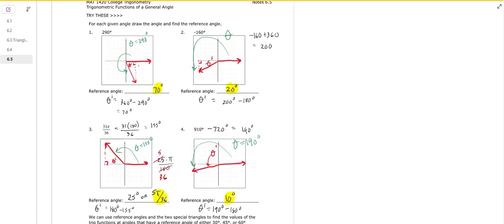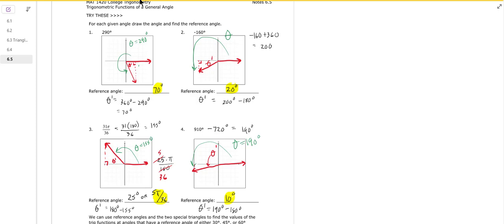Okay, so if you want to go ahead and check your answers, what you got on the first one is you have a quadrant 4 angle. So you do 360 minus 290 to get 70 degrees. And then the next one, I went ahead and found a positive coterminal angle by adding 360 to get 200. 200 puts you in quadrant 3. Okay, so to find the reference angle, you would do 200 minus 180 to get 20 degrees.